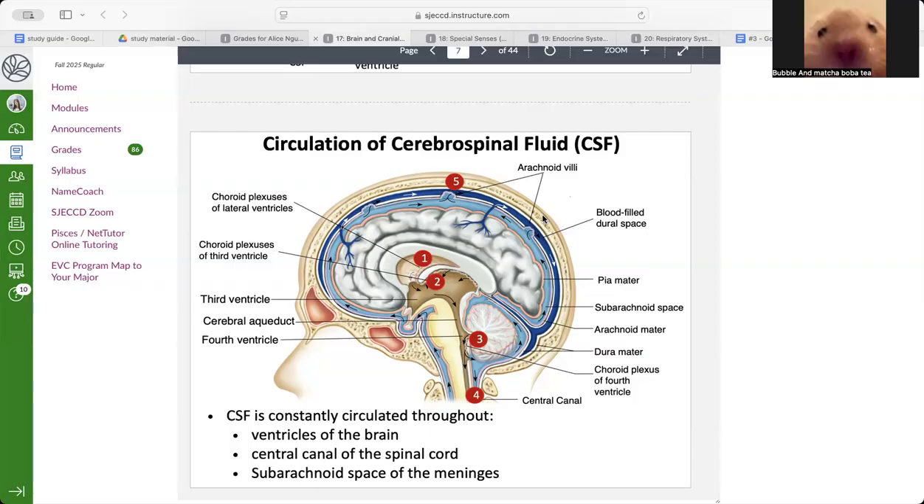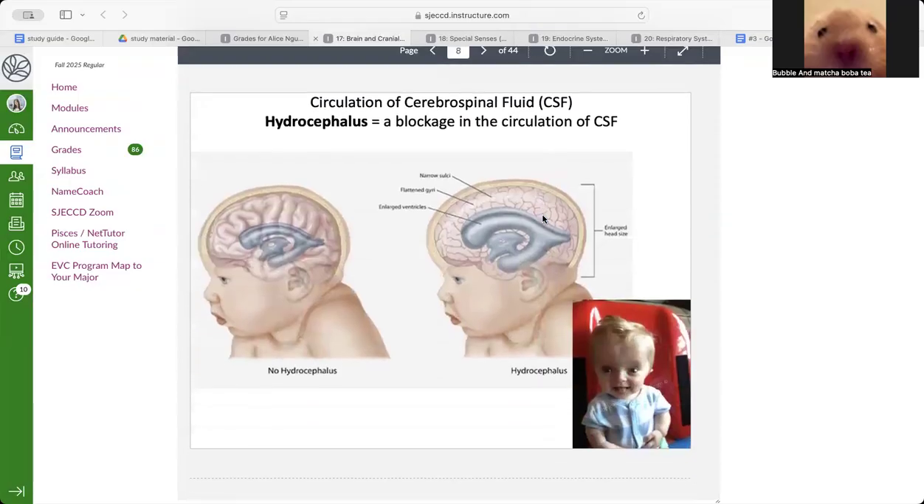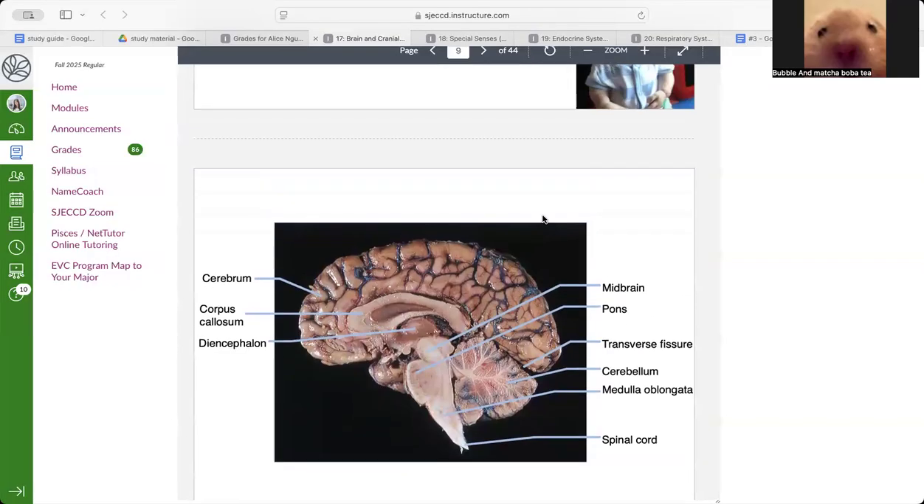Okay, so the problem is hydrocephalus. It's swelling of the brain. A blockage of the circulation of the CSF will cause the brain to be pushed against the cranial cavity, which can cause brain damage. In children you can actually see the swelling, while in adults the cranial bones are fused, so you can't really see as much.